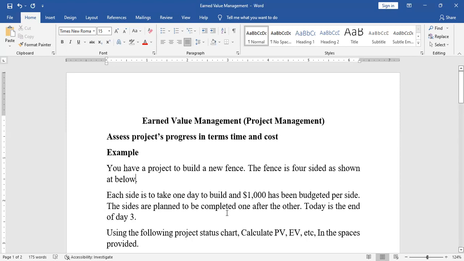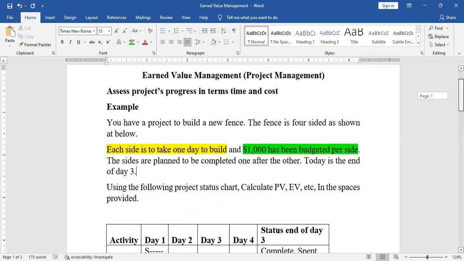Very important information. According to the plan, a day we should build one side. So each side should take 1 day to build, and $1,000 has been budgeted per side. Very important information. The sides are planned to be completed one after the other. Today is the end of day 3.